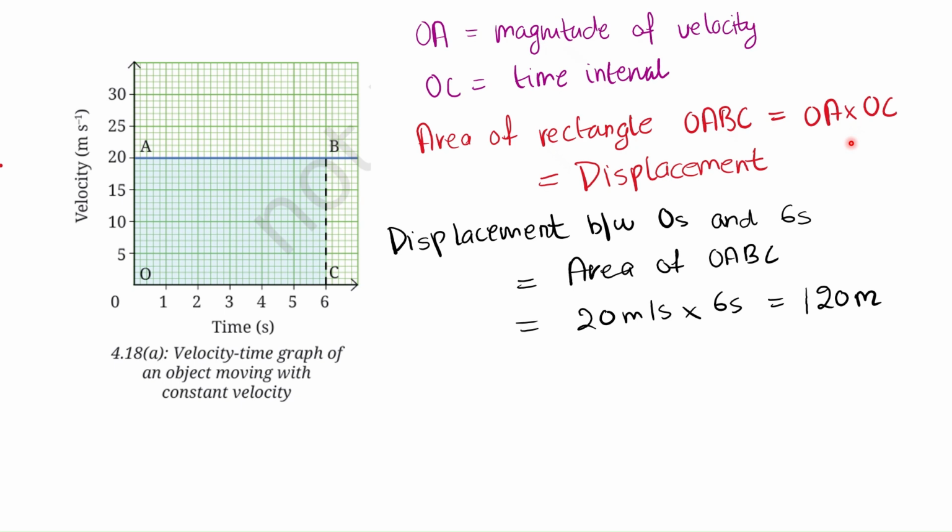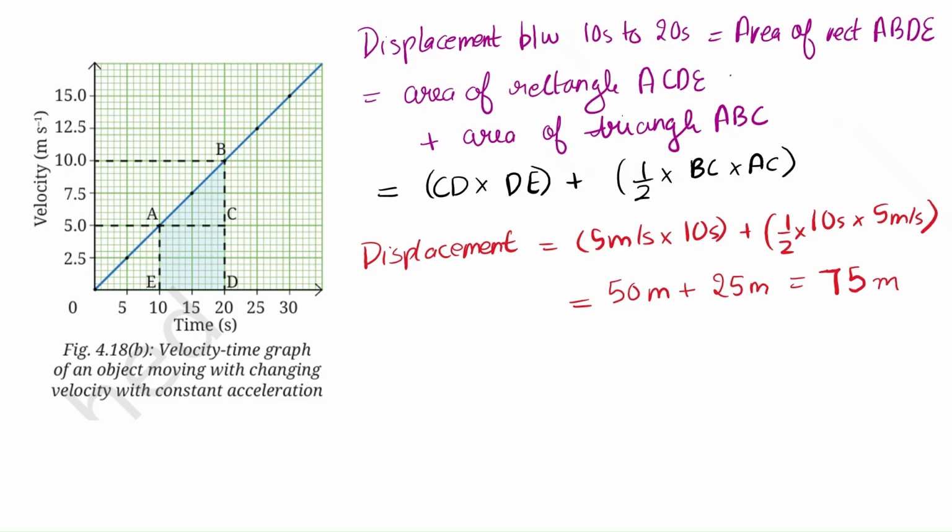Substituting the values from the graph, we obtain displacement between 0 second and 6 second is equal to area of OABC, that is equal to 20 meter per second into 6 second, which is 120 meter. That comes out to be the displacement. This is the displacement of the car from the origin in 6 seconds. You have found that the area enclosed by the velocity time graph and the time axis for a desired time interval is equal to the displacement in that time interval.